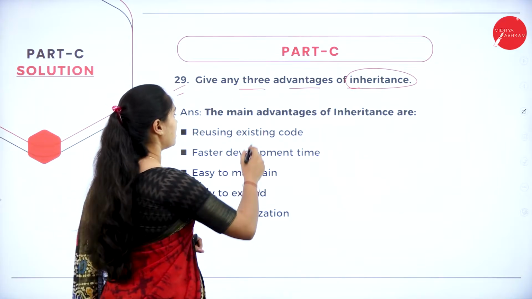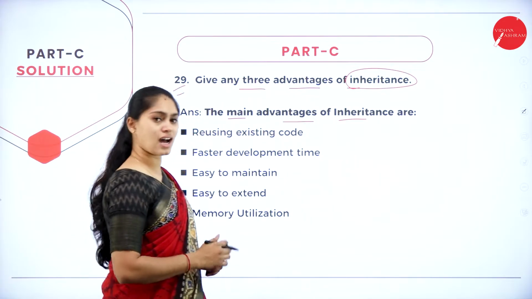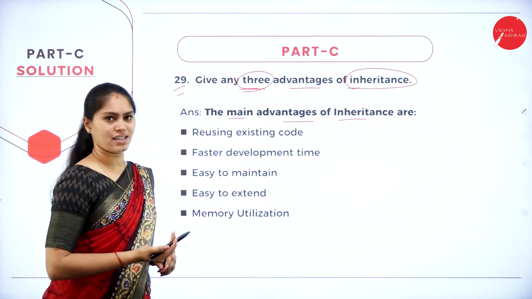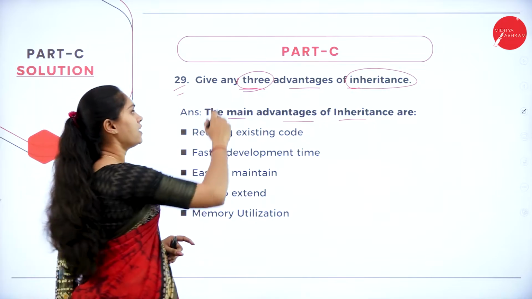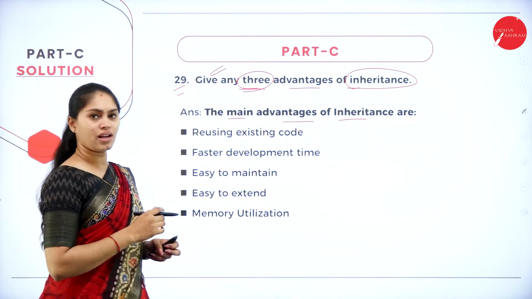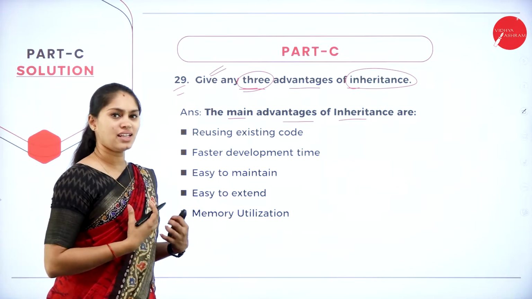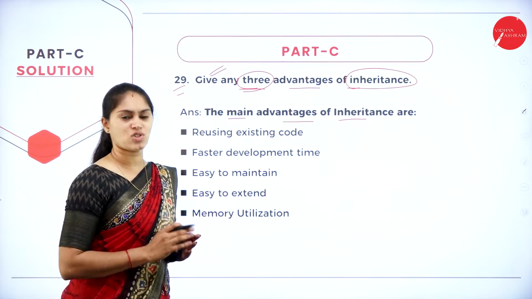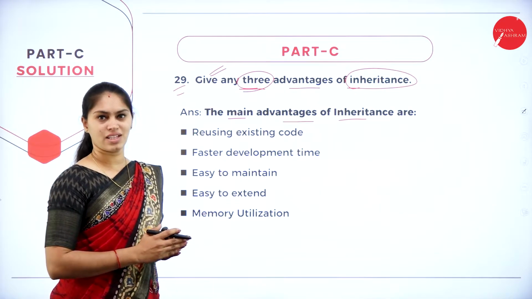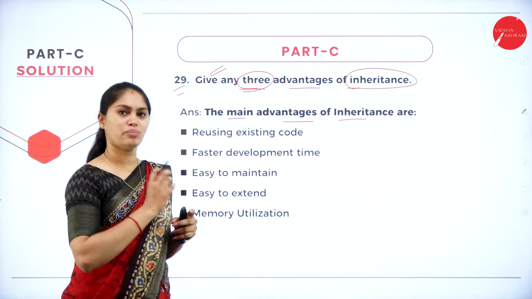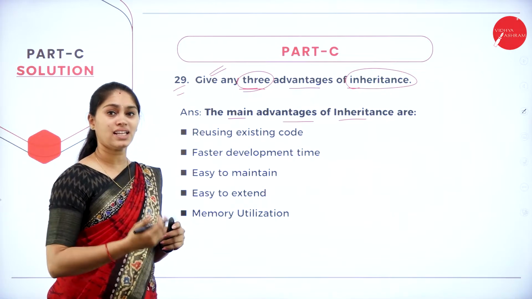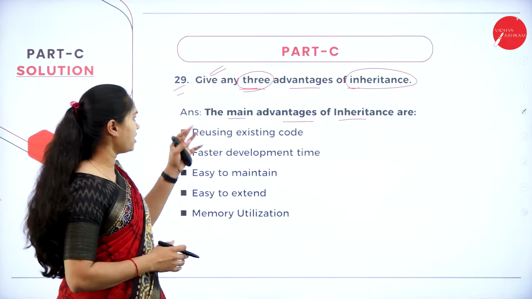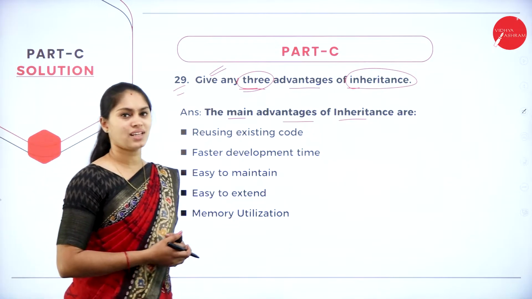We'll see now. The main advantages of inheritance are... they have asked only to mention, in order to give any 3 advantages. So when you are getting a question like give, mention or write an example, at that time no need to describe anything. If they are simply asking to mention, you just mention, no need to write the explanation for that. But if they are asking you to brief out or write a note on, at that time you have to brief out as per the marks distribution. So here, what are the advantages we have in inheritance?